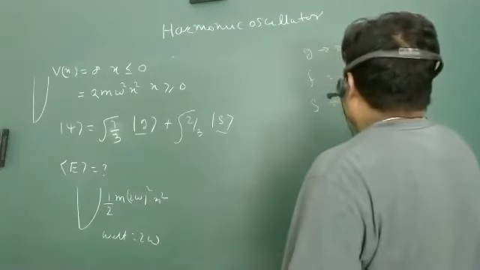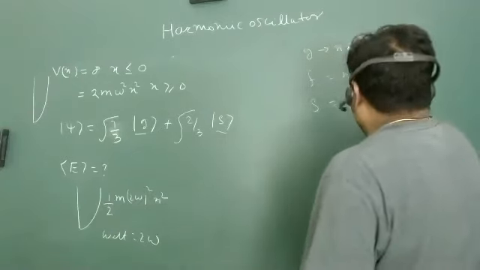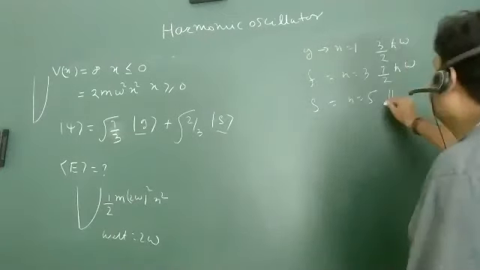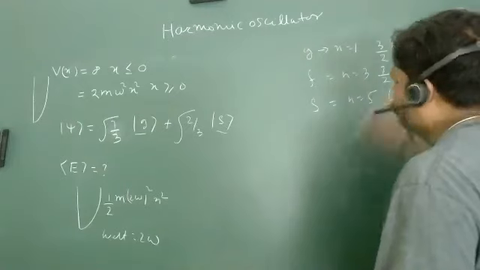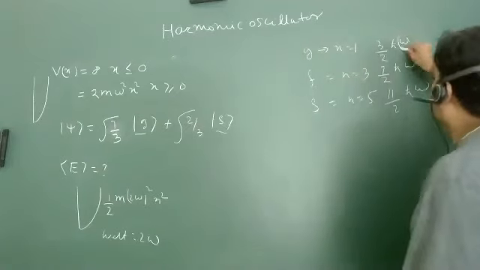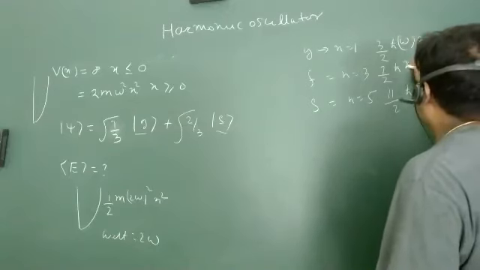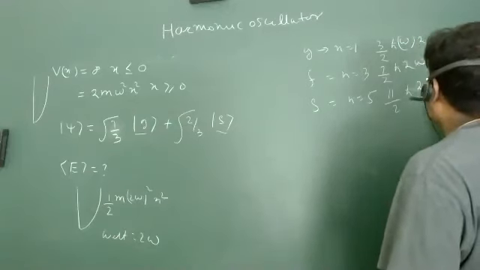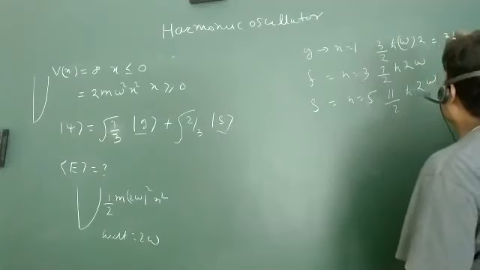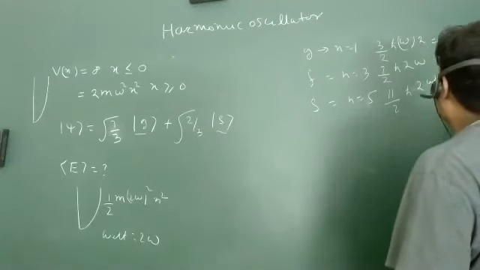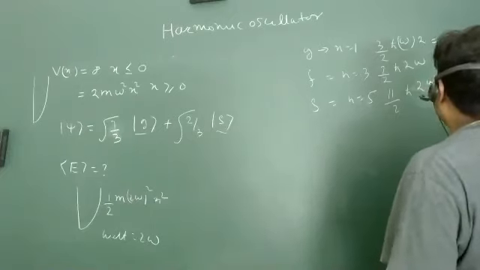Second state is n is equal to 3. Sorry, this is n is equal to 3 and this is n is equal to 5. That will be 11 by 2 h cut omega. Multiplying by 2 omega, sorry, h cut into 2 omega, that is 2 omega. So this will be 3 h cut omega, this will be 7 h cut omega, this will be 11 h cut omega.